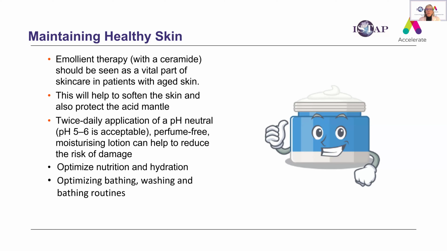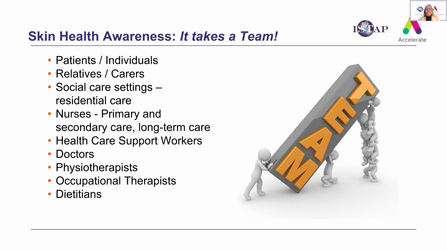Optimizing nutrition and hydration is really important, and not a lot of our clients tend to be drinking enough and keeping hydrated. And optimizing our washing and bathing routines is really, really important. It takes a team to have good skin health awareness, and we need to loop in patients and individuals, relatives and carers, because we cannot be moisturizing that skin twice a day, even if we tried. We're busy healthcare providers, and it's not easy to get that done. So relatives and patients should be made aware.